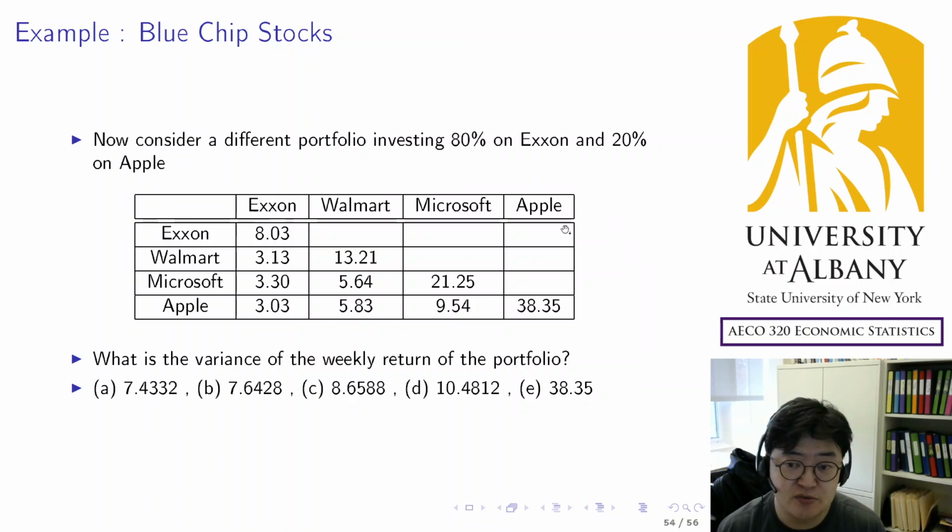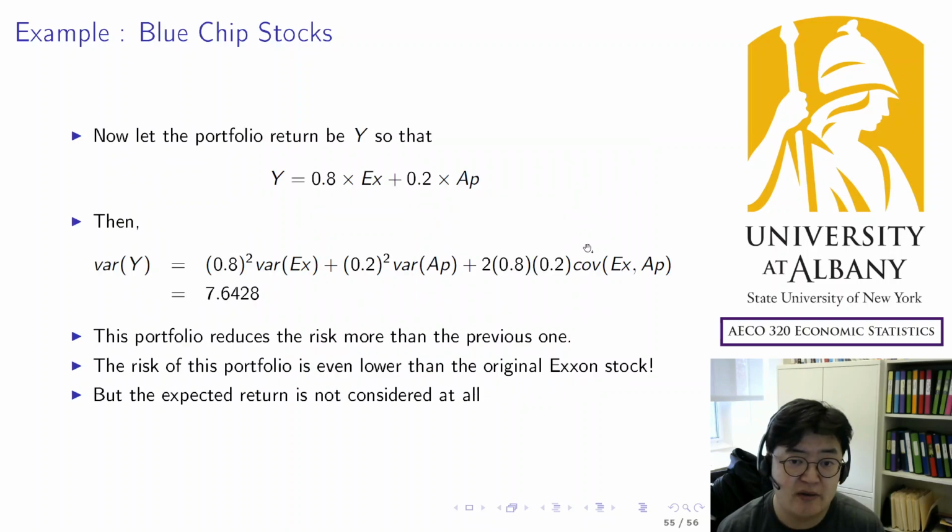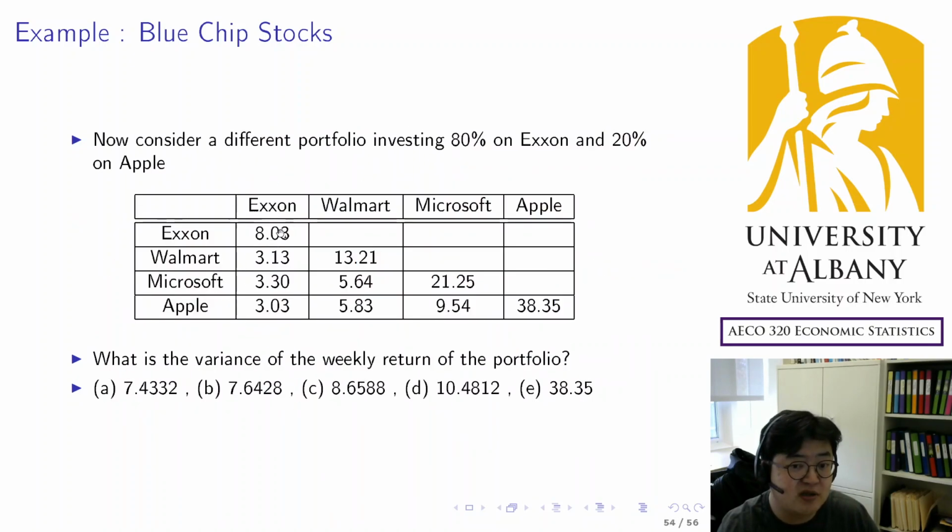Okay, I'm going to resume. So everything is the same: 80% squared, 20% squared, 80-20 covariance, and the variance and covariance. Plug them in, and then surprisingly, you get 7.6 as the variance. Why is it surprising? Because 7.6 is even lower than Exxon itself, right?